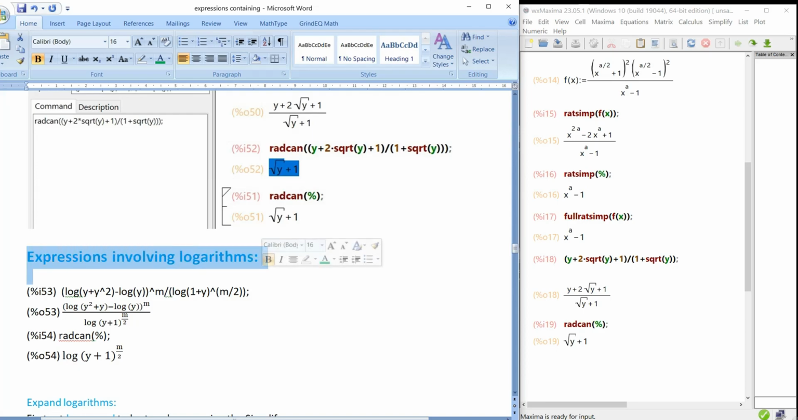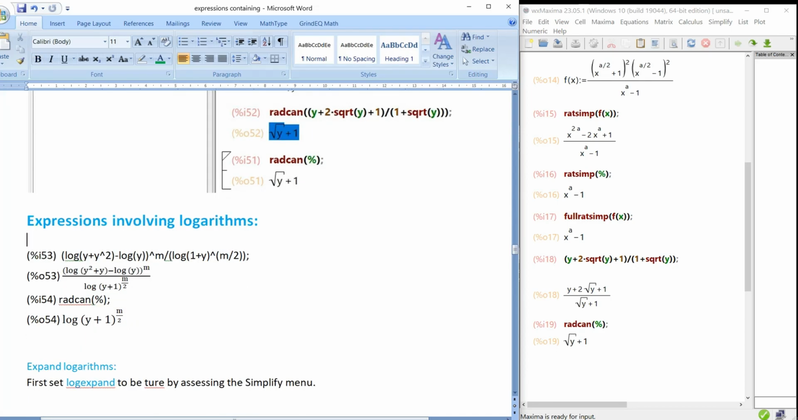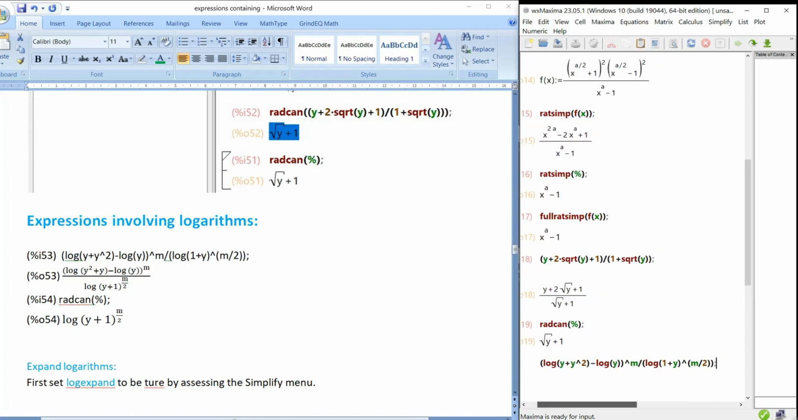Okay. Next topic is expressions involving logarithms. How do we simplify the expressions involving logarithms? Suppose we are given this expression. This expression involves logarithms, logarithmic functions. What is this? Logarithm of y plus y square minus logarithm of y raised to the power m, whole power m, divided by log of 1 plus y raised to the power m by 2.